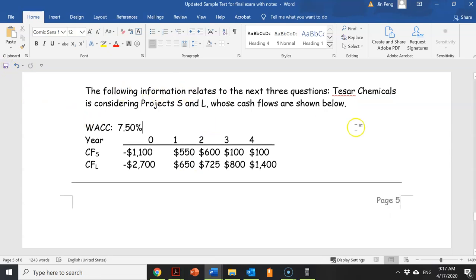The following information relates to the next 3 questions. This company is considering Project SNL, whose cash flows are shown below. We have a WACC for both projects at 7.5%. We know the cash flows for both projects from year 0 to year 4.